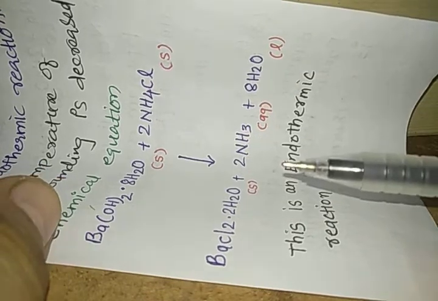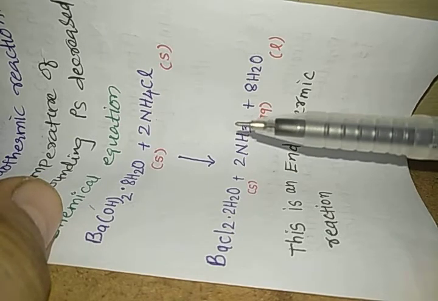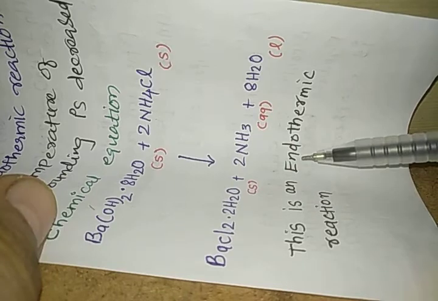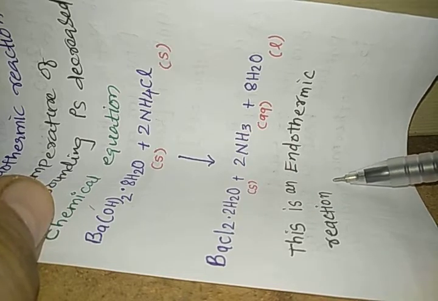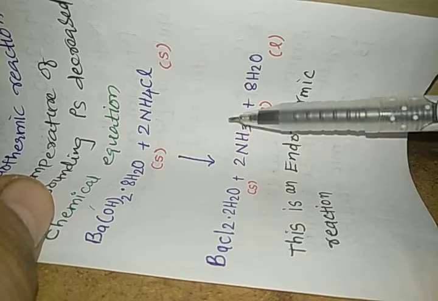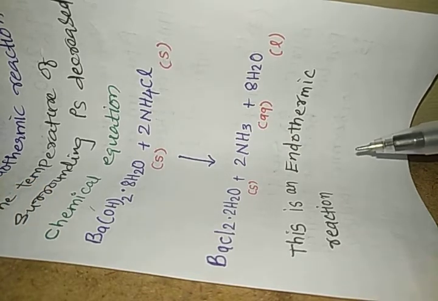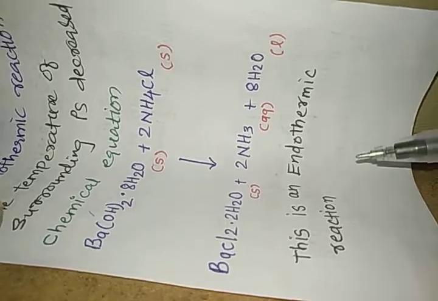When we mix these two solids, they produce water, and this is an endothermic reaction because during this reaction heat is absorbed and the bottom of the vessel turns cool.